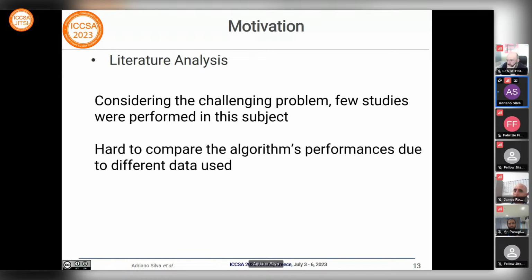It is also rather complicated or even impossible to compare different algorithms' performances in this approach due to the utilization of different data among the studies published. Of course, the utilization of real data to run the algorithm is very important to demonstrate the efficiency and feasibility of the solution, but this limits the comparison between different approaches.